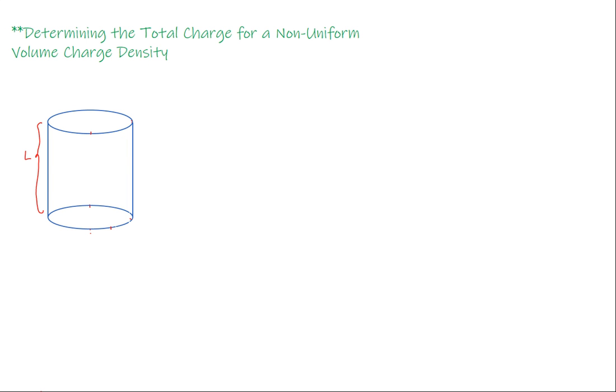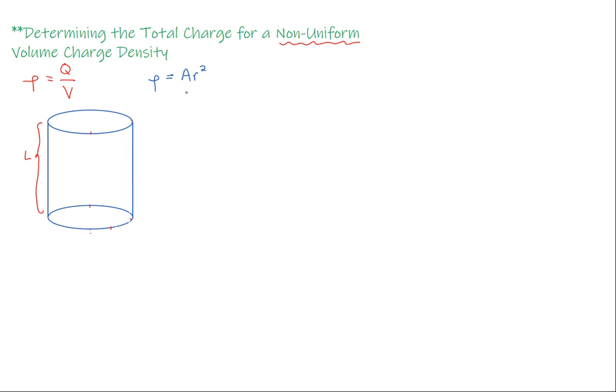Hey guys, in this video we're going to be taking a look at determining the total charge for a non-uniform volume charge density. We looked at smaller dimensions before, and keep in mind here that the volume charge density rho is equal to Q divided by V. Rho is not constant because we are saying that it's a non-uniform charge density, so I'm going to give you a function for rho, which could be a variety of different things, and the function for rho is going to be A r squared.